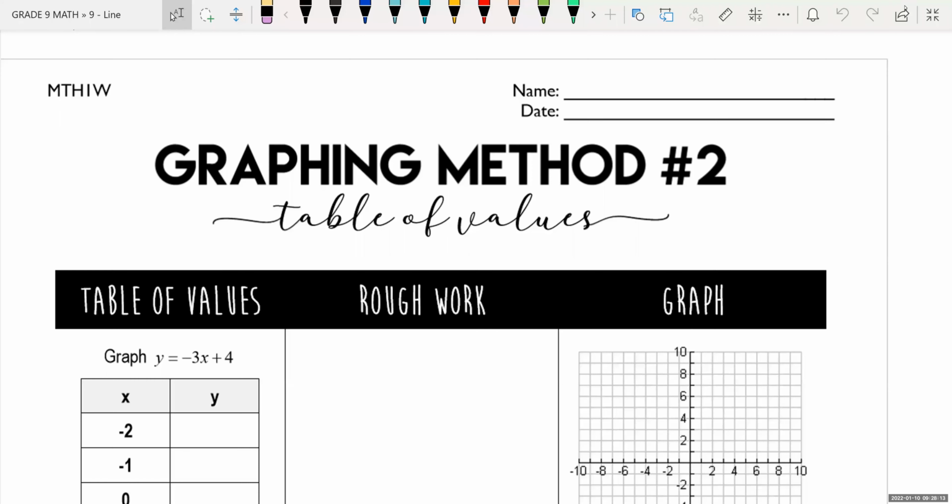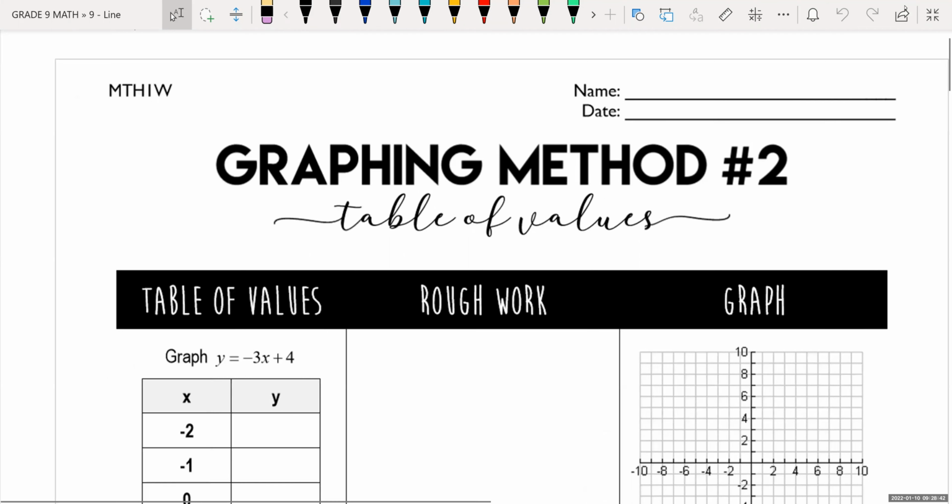All right, so we just did a quick review of everything we've learned so far, and I call this graphing method number 2 because graphing method number 1 is using y = mx + b. So if you have an equation in y = mx + b form, it's very easy to graph using the y-intercept and then the slope and then counting your rise and your run. Now, another way to graph a line is by using a table of values.